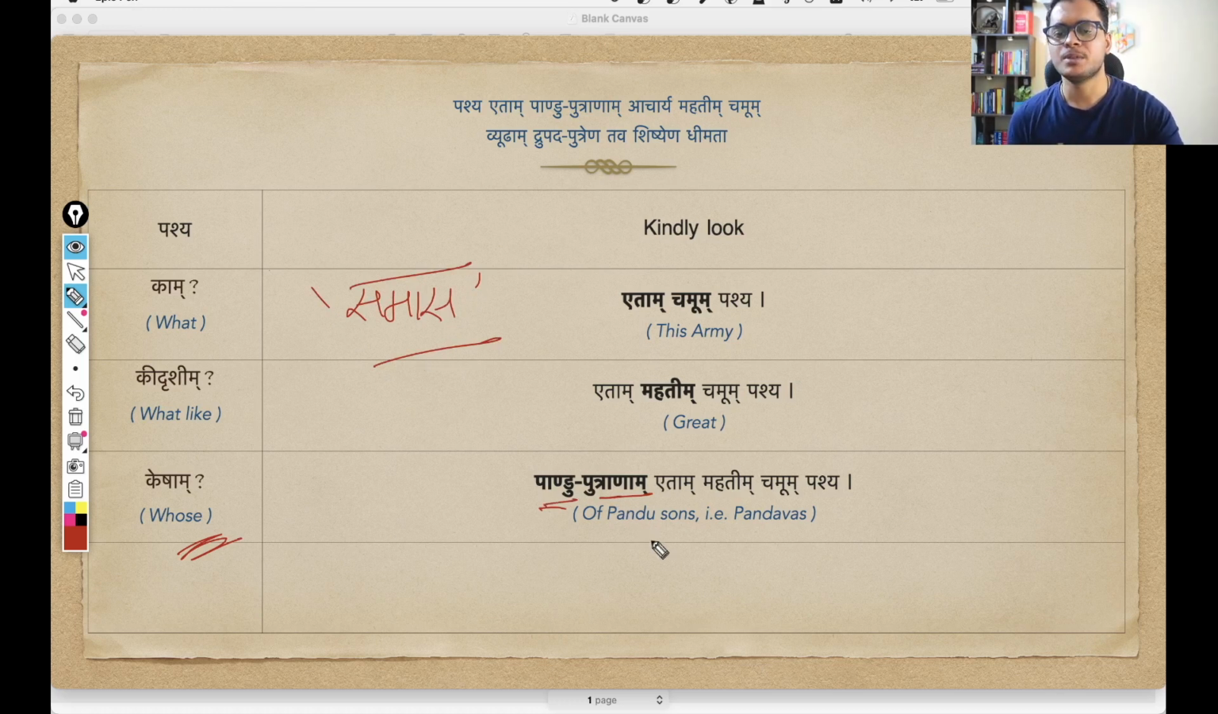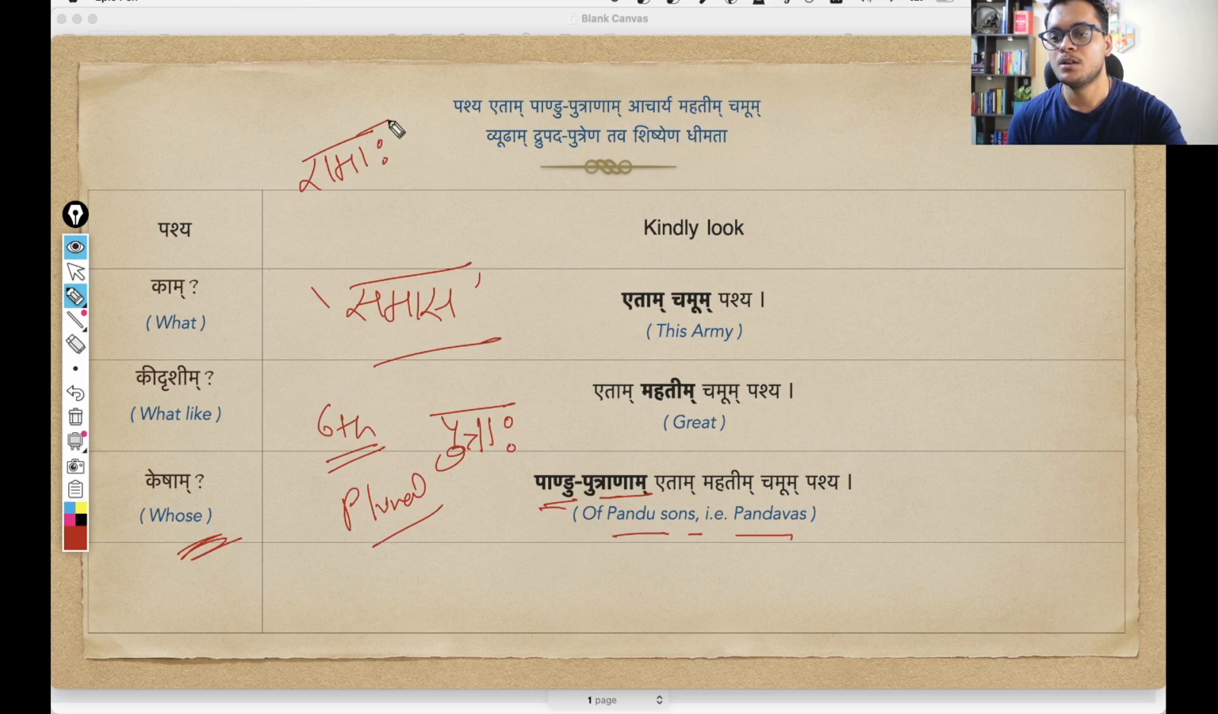Pandu Putranam basically means of Pandu's sons, that is Pandavas. I hope you remember this case, sixth case. Sixth case is when we want to show possession, and in sixth case, putraha, because multiple sons, in plural form becomes putranam. So you can guess, if I gave you this word Ramaha, this will become Rama Nam. Same logic. So Pandu Putranam simply means of Pandu's sons, that is Pandavas.